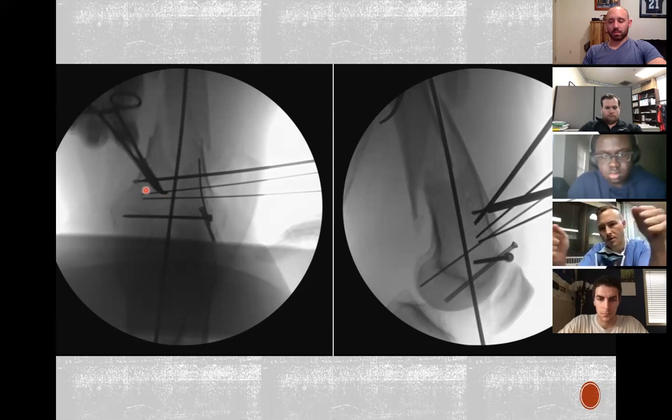And then we can pull the femur out to length. And we can also somewhat set our angulation and then lock it all in place. So that then much of the work is done and we only need to stabilize it with the nail.